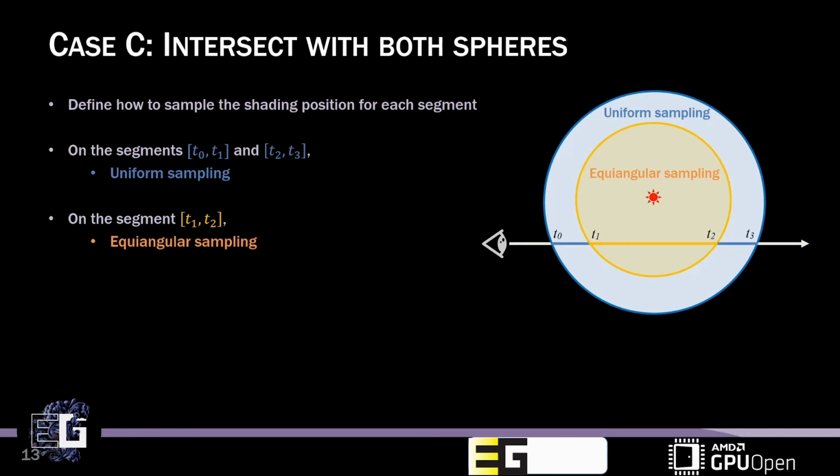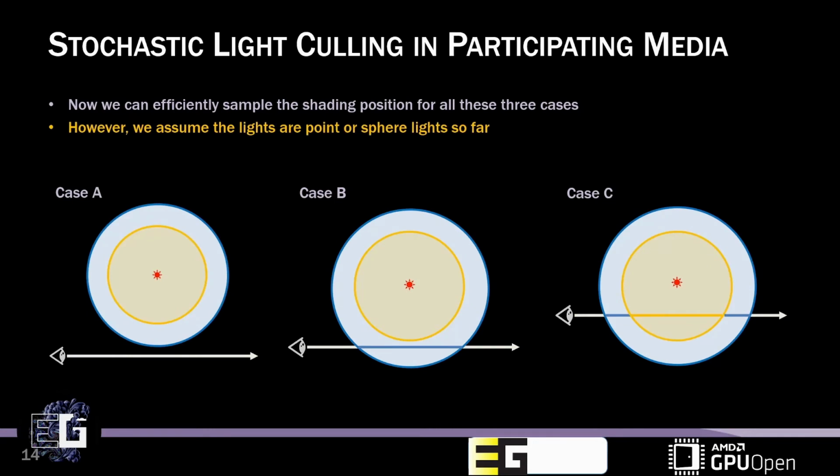Then, we can define how to sample the shading position for each segment, considering each PDF. On the segments T0-T1 and T2-T3, we do uniform sampling to sample the shading location with a constant PDF. And on the segment T1-T2, we do equiangular sampling between T1 and T2, with a PDF proportional to the fall-off function. If you want to know a more detailed explanation, you can find it in our paper. Now, we can efficiently sample the shading point for all these 3 cases.